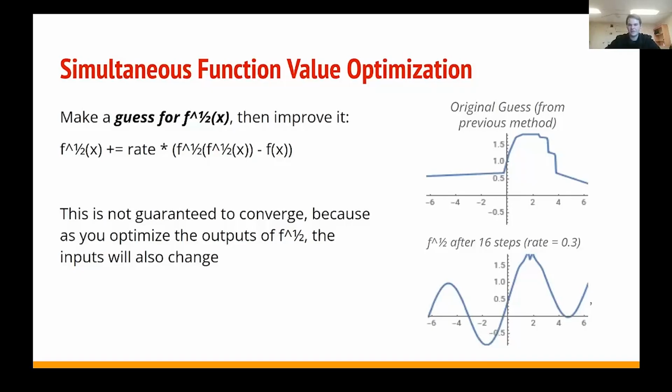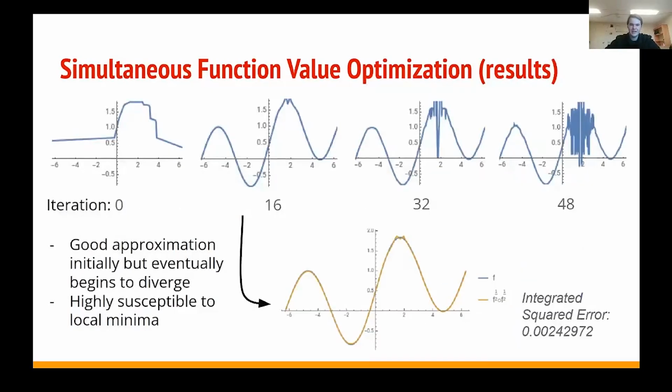So we used our original guess from the previous method and just iterated it 48 times. And eventually, in this case, it does diverge. This is the case of f of x equals sine of x plus sigmoid of x. But in the process of diverging, it actually comes upon a very good solution that has a very low error. But it's very susceptible to divergence and doesn't always give good answers.